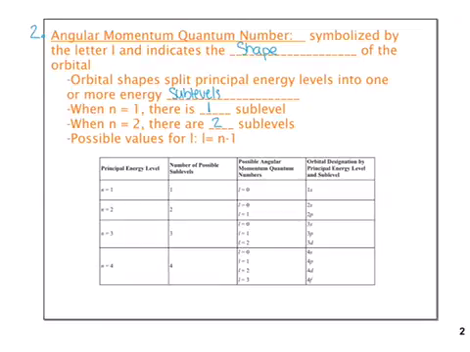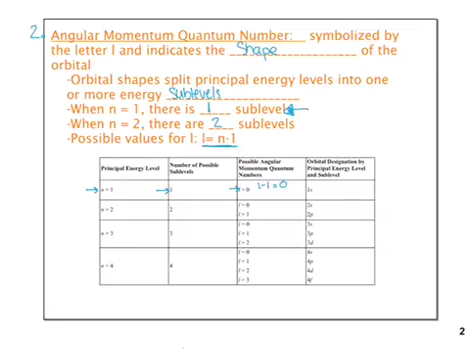Usually, in order to figure out your angular momentum number, you can use this little formula right here. Your angular momentum number l equals n, your principal energy level, minus 1. This chart is kind of handy. When your principal energy level is 1, there's 1 possible sublevel, per this rule. And then your possible angular momentum number would be 0, because 1 minus 1 equals 0.